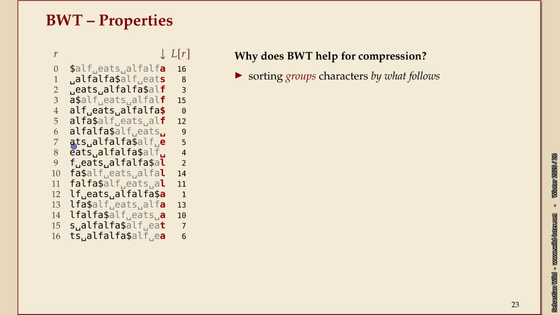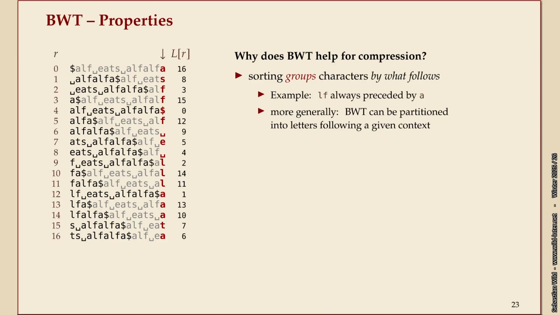And so we have the example with LF. If you look at the suffixes that start with LF, these three, all of the occurrences of LF in our original text were preceded with an A, because it was "alf eats alfalfa." It's a proper English sentence, right? So these three A's here are lumped together because they are much more likely, in this case 100% likely, if after them comes LF.